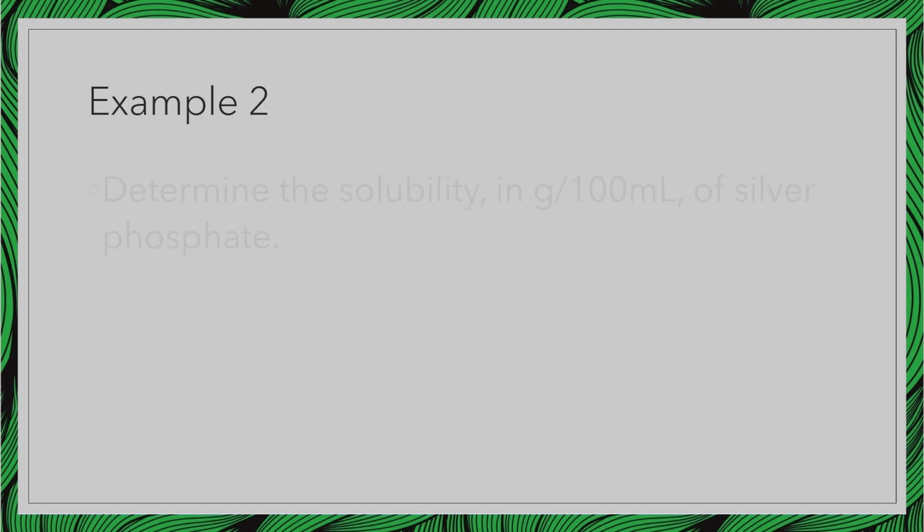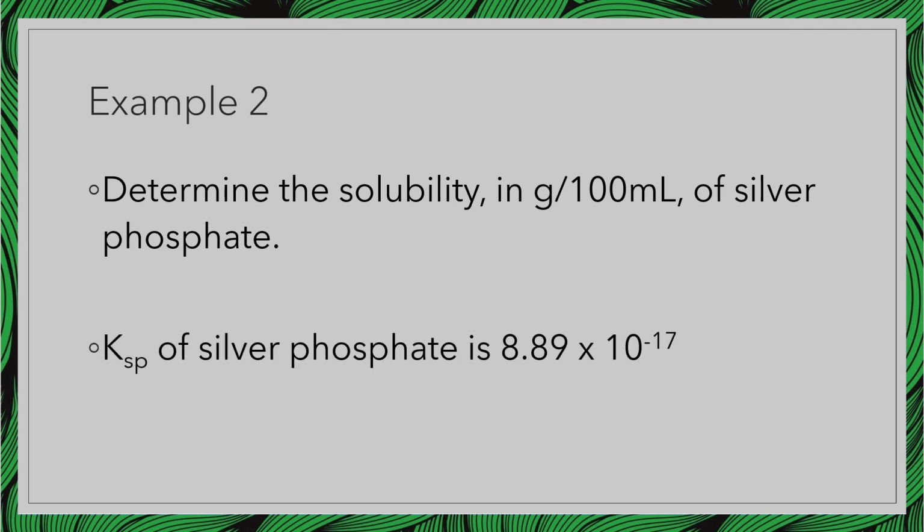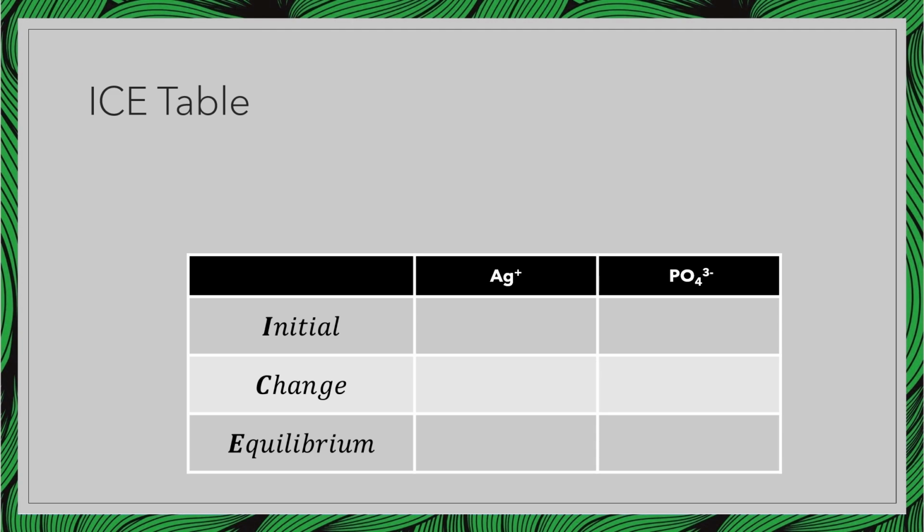Now, example 2. Let's do another one. Determine the solubility in grams per 100 mils of silver phosphate. So this one's a little bit different. So silver phosphate, looking on our formula sheet, I'm pretty sure it's there. KSP of silver phosphate is 8.89 times 10 to the negative 17. How do we do it? Same thing, we set up an ice table.